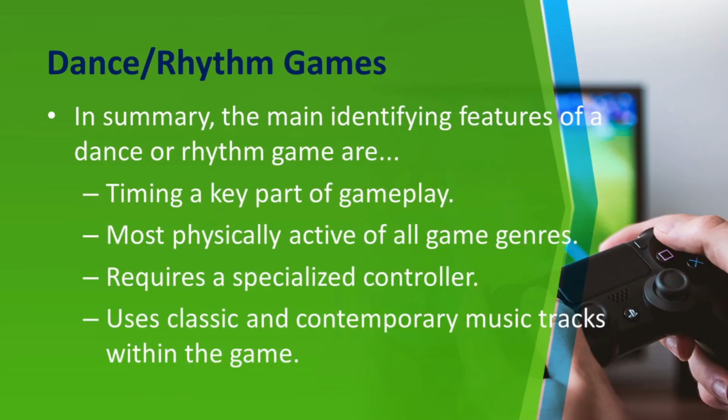Okay? So, in summary, the main identifying features of a dance or rhythm game are the following. Timing is a key part of the gameplay. It's the most physically active of all game genres, requires a specialized controller, and uses classic and contemporary music tracks within the game.